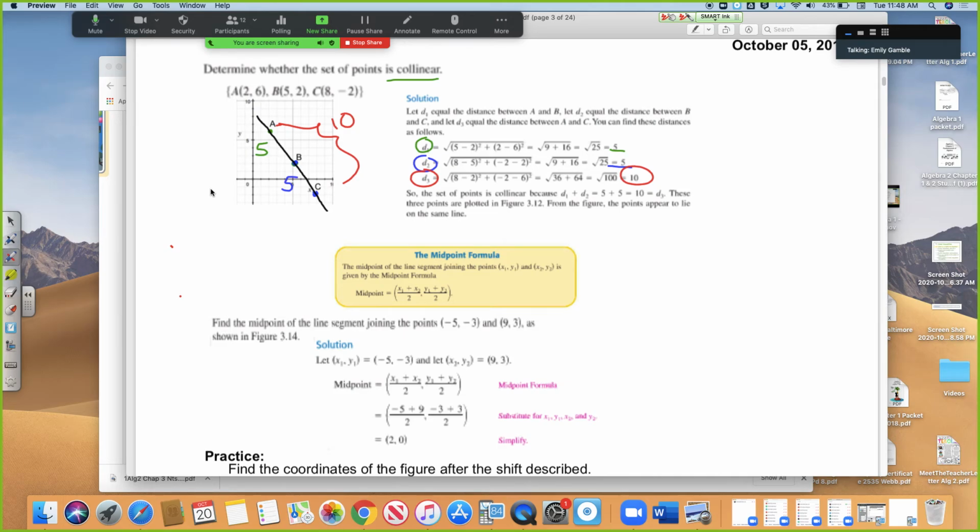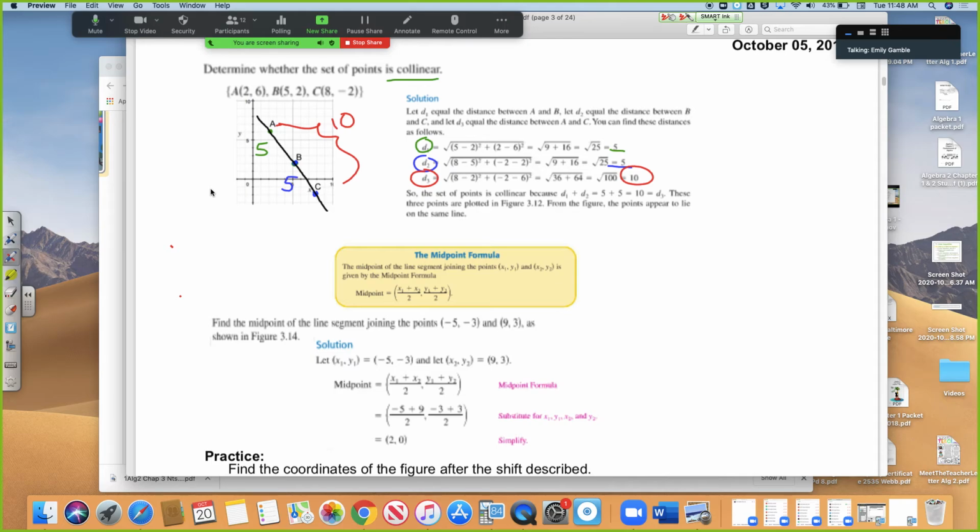So to find out if numbers are collinear, you have to find the distance between the first two, the last two, and the first and last to make sure that the first two and the last two added together equals the whole entire line. If so, they're considered collinear.